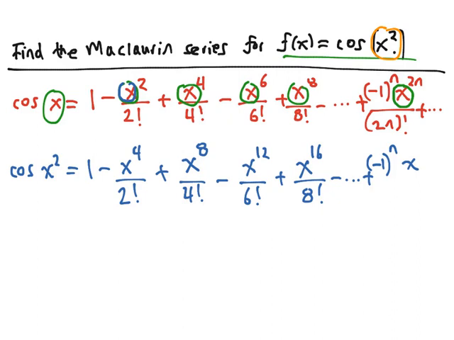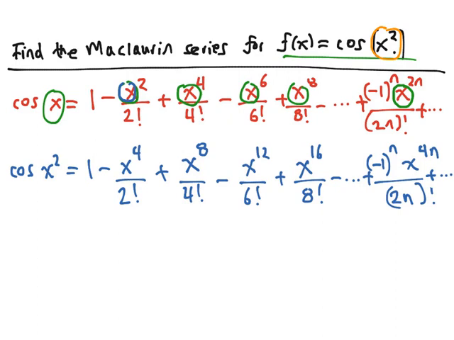You have the power of a power, x squared is raised to the 2n power, so you can multiply the exponents. 2 times 2n is 4n over 2n factorial, and of course it keeps going, and I need to write the plus sign there, and it keeps going.